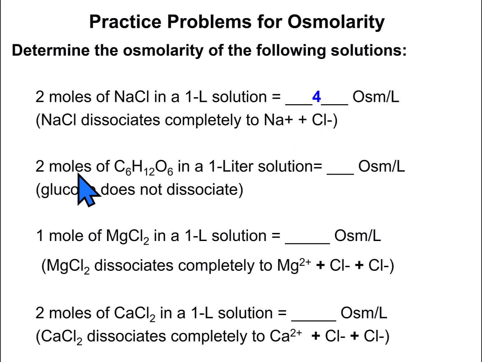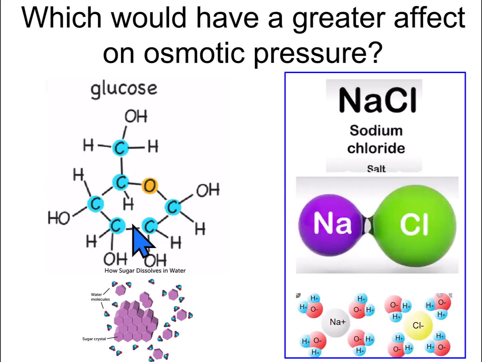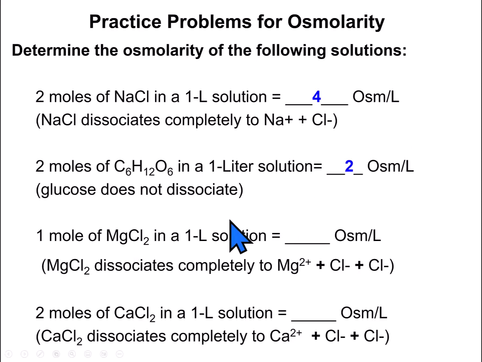What about 2 moles of glucose in a liter of solution? Glucose doesn't dissociate. That glucose stays together. So even though it has all of these atoms that make up glucose, they don't break apart in solution. They stay as one molecule. So what would this be? 2, because it's not going to dissociate. So if I put 2 moles of glucose in a liter of solution, I'm going to get 2 osmoles per liter.